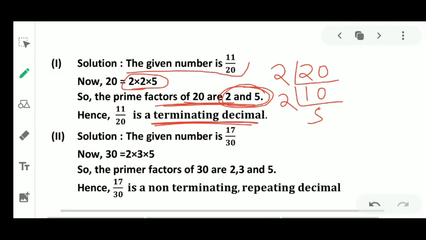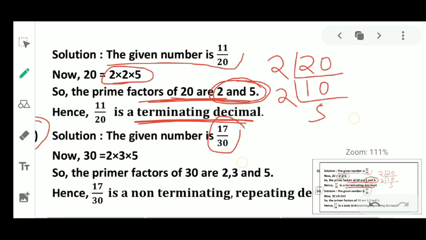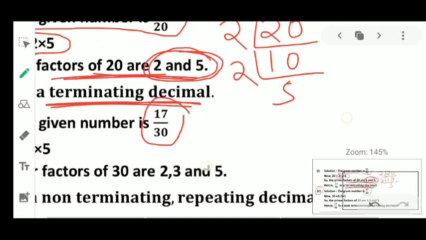Let us see example 2. We have to check whether the fraction 17 by 30 is a terminating decimal or not. So we do prime factorization of the denominator, that is 30.